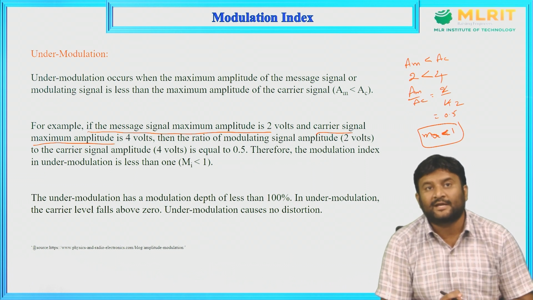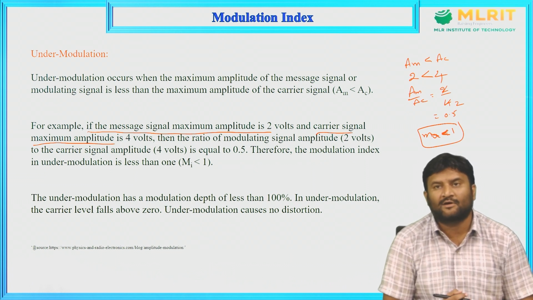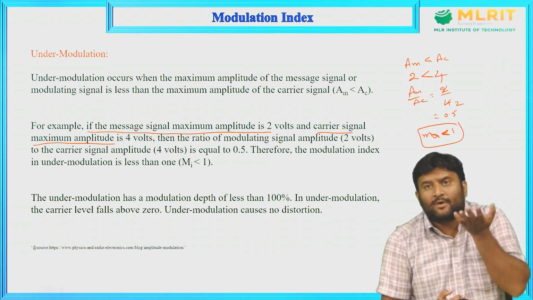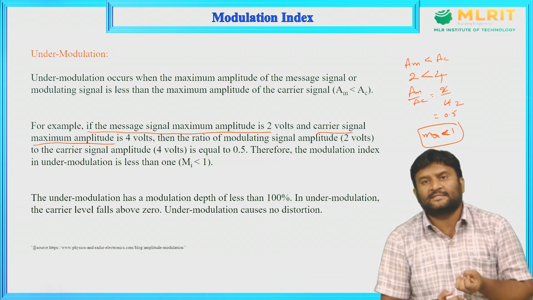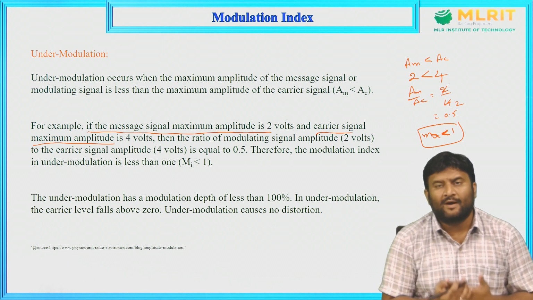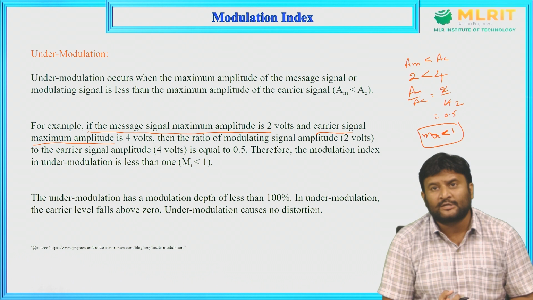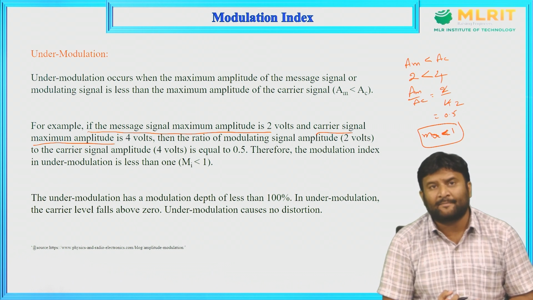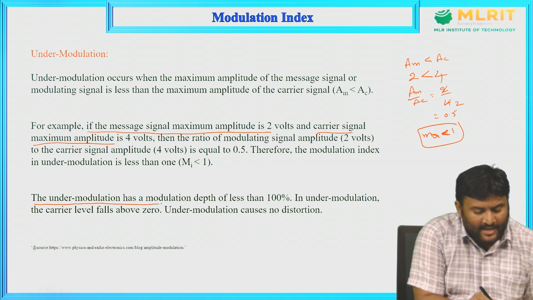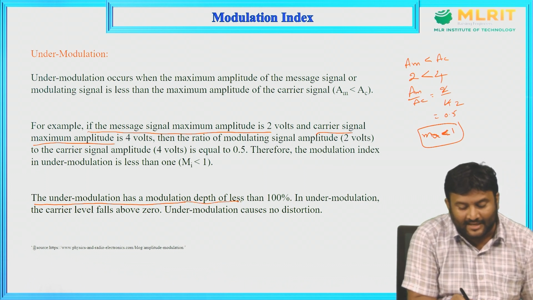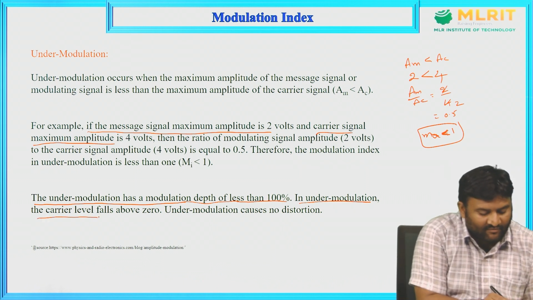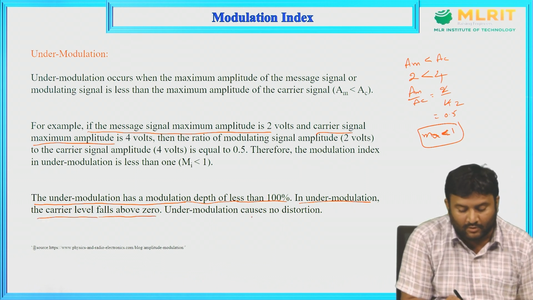It is called under modulation. What is the meaning here? Carrier amplitude should be more compared with message signal amplitude. What happens when carrier amplitude is more compared with message signal amplitude? Observe here, under modulation has modulation depth of less than 100%. In under modulation, the carrier level falls above 0, no distortion.